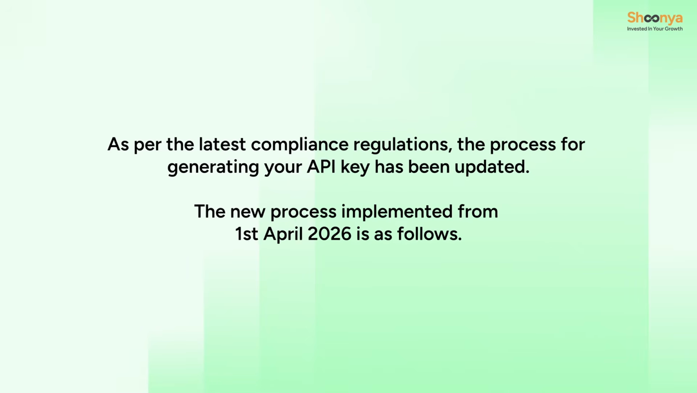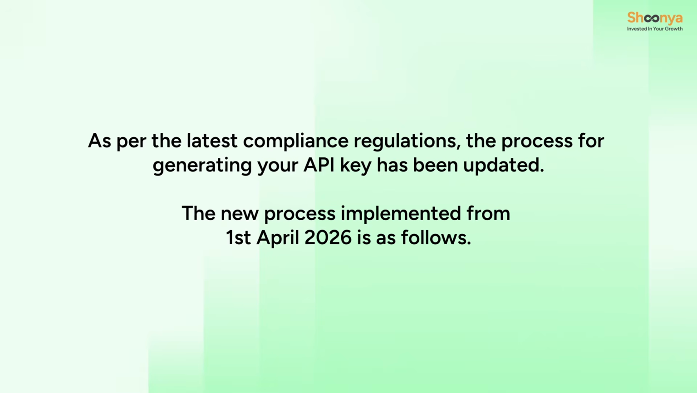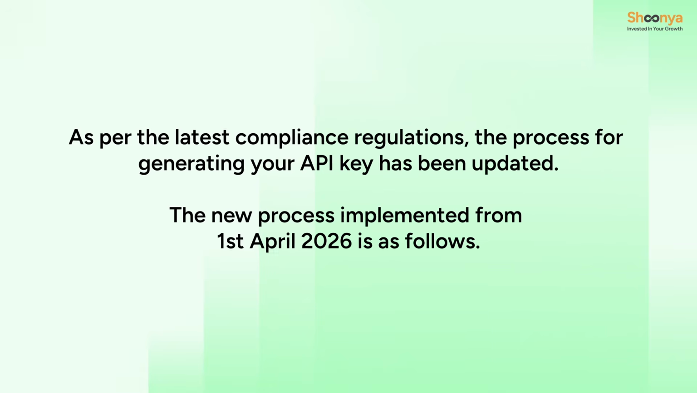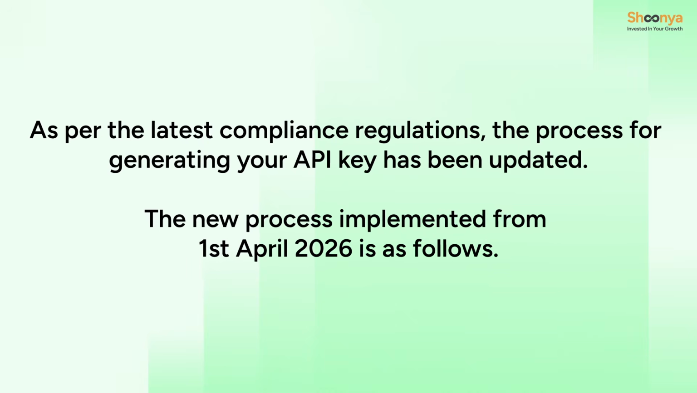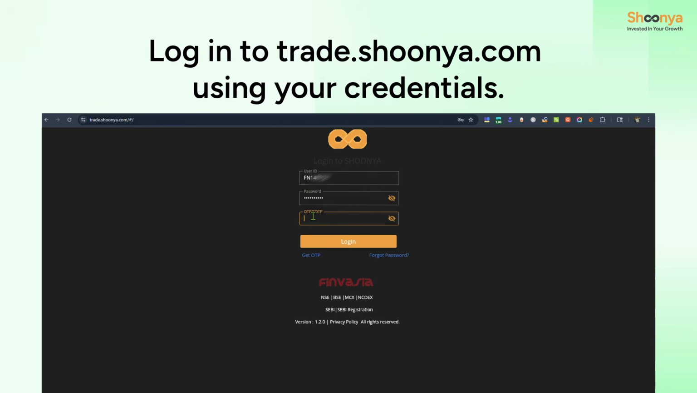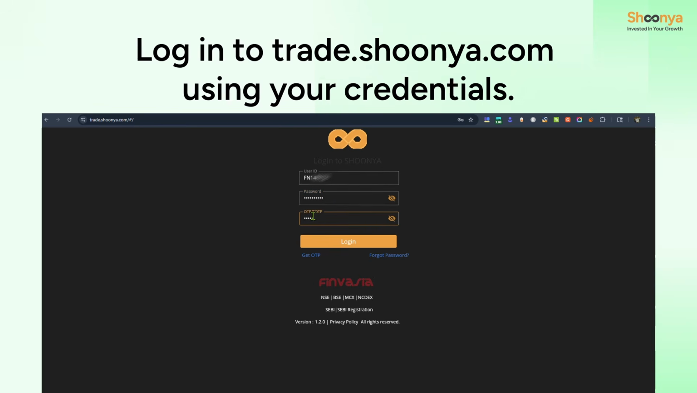As per the latest compliance regulations, the process for generating your API key has been updated. The new process implemented from 1st April 2026 is as follows. Log into trade.shoonya.com using your credentials.